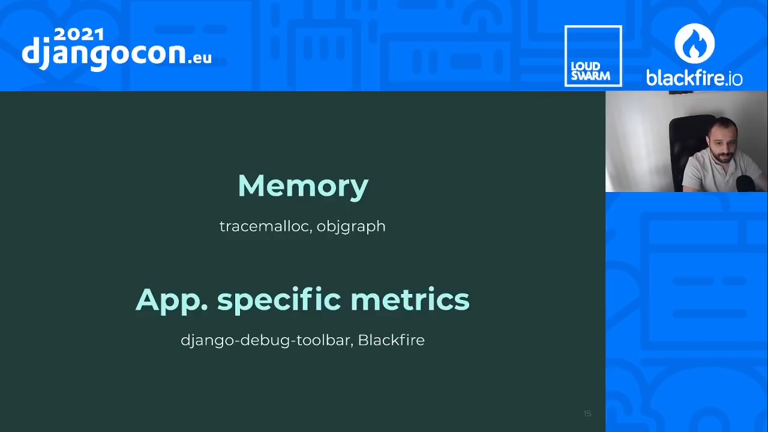And there are also application-specific metrics as well. An example of this type is the famous Django debug toolbar, which can profile Django-specific metrics, for example template render times and SQL queries. And Blackfire, which is the observability platform that I'm working on, can also provide lots of different application-specific metrics, such as SQL queries, HTTP calls being made to different microservices, and yeah, lots of other metrics as well.